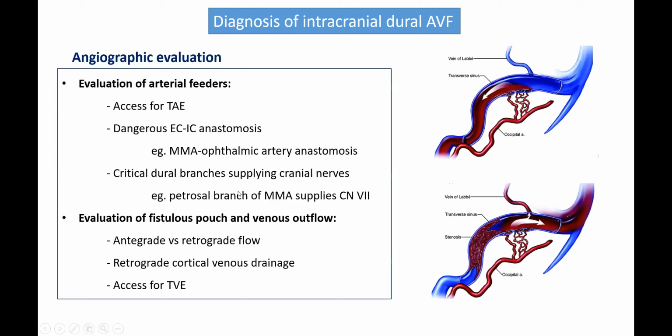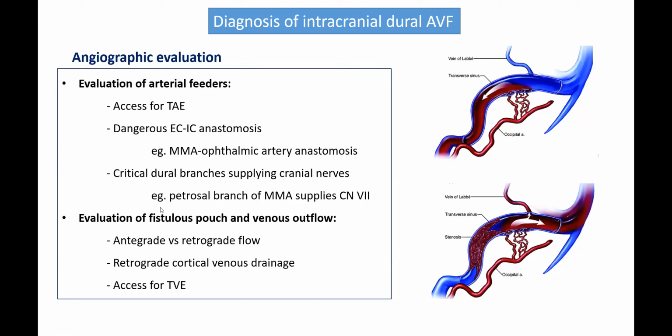There are other important branches from the MMA, that is the petrosal branch, which arises more proximally. So if we occlude the MMA more proximally, the petrous branch may be occluded and the patient can have facial nerve palsy. So these are very important information we need to have by angiography beforehand, before the treatment.